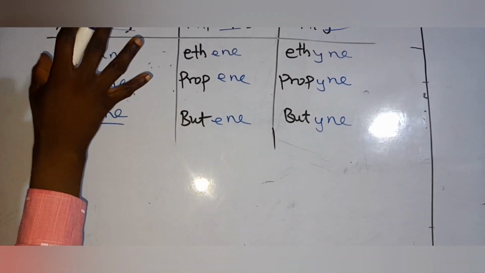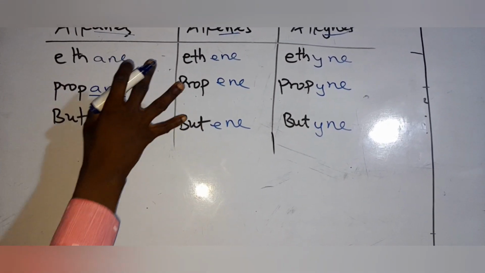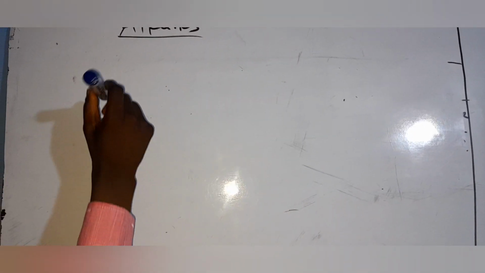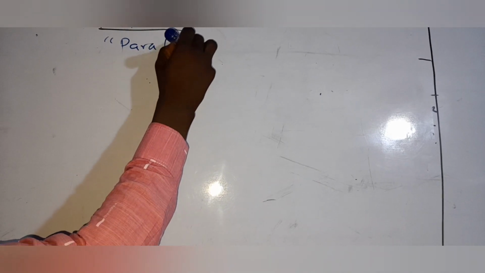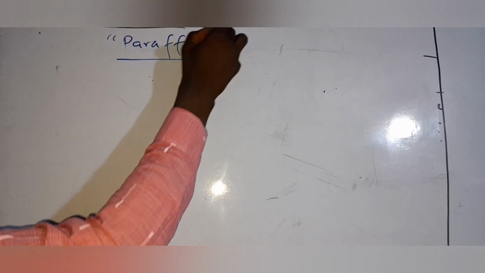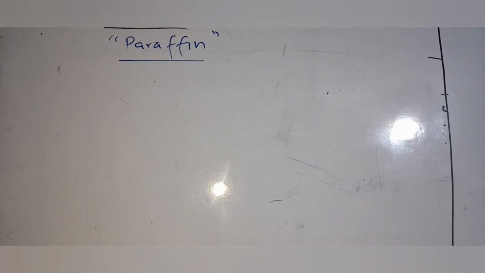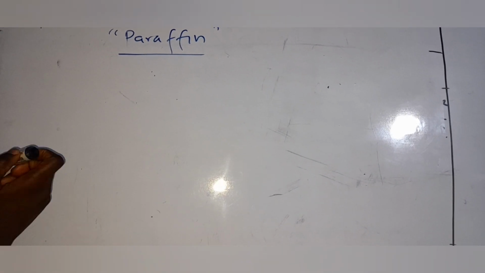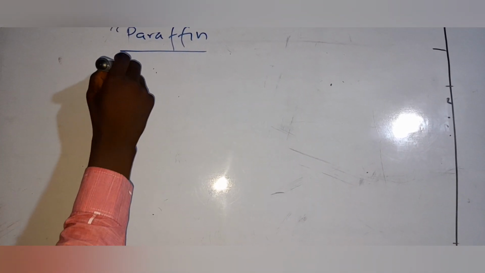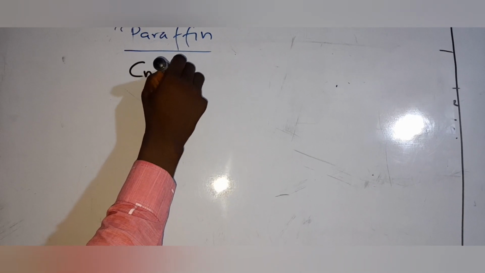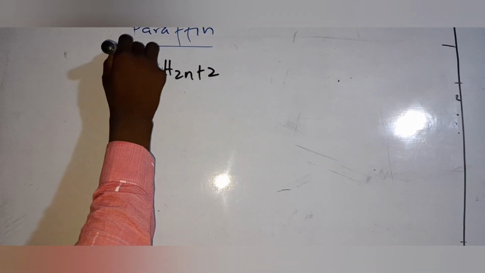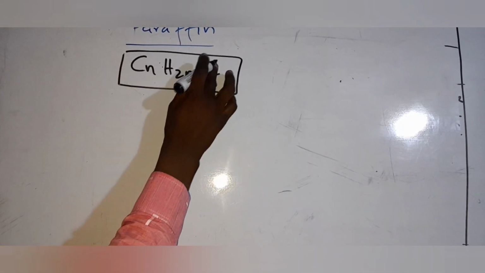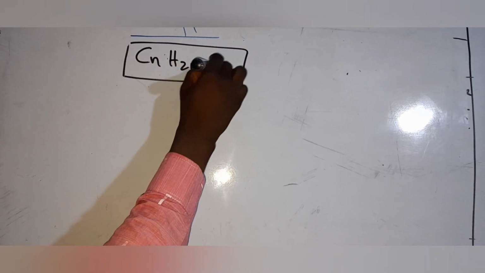Now let's take alkanes and look at the naming for alkanes. Alkanes are also called paraffin. So if you see paraffin, they are called alkanes. That's another name for alkanes. Now alkanes have their formula. The molecular formula for alkanes is CnH2n+2, where the 2n+2 is the subscript.